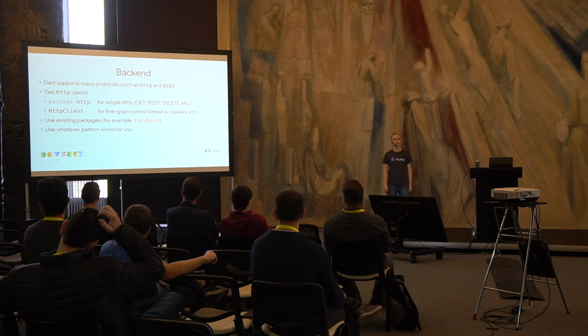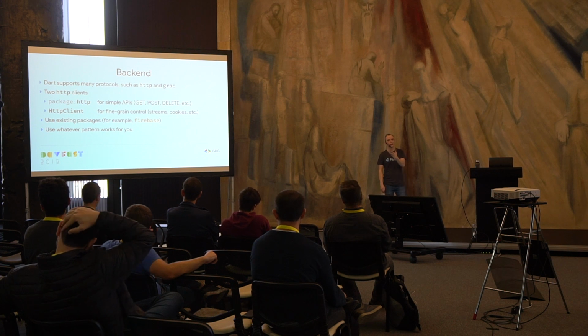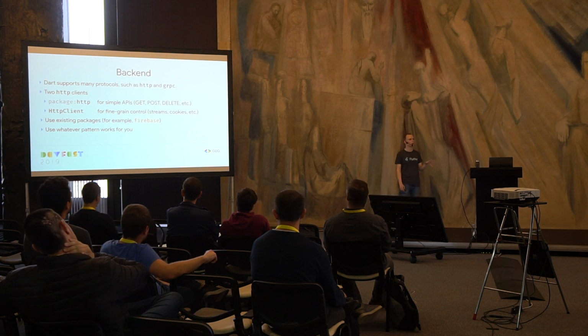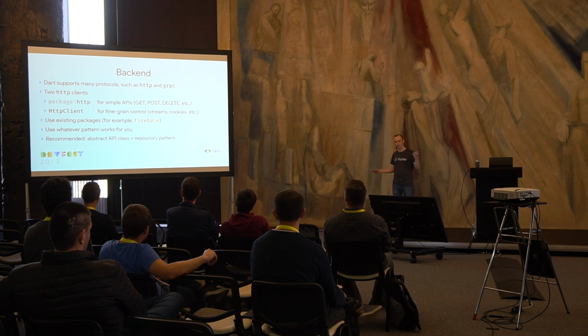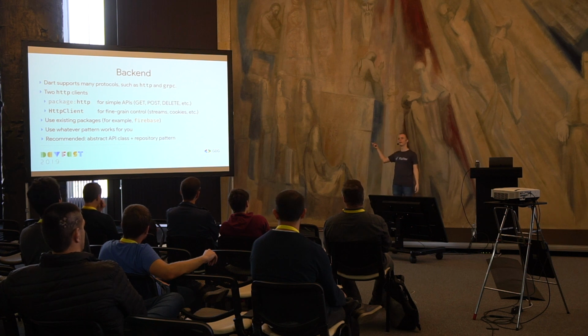Use whatever pattern works for you. With that, I'm saying there's no right or wrong way. I guess there are wrong ways to build APIs, but there's no best way. It depends on the project. I really prefer one pattern, which is an abstract API class and a repository pattern, which means that for everything your front end needs, it will call a repository, and a repository class or instance will keep track, call the API, and cache everything if needed.